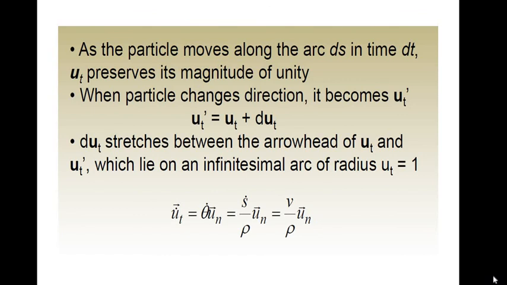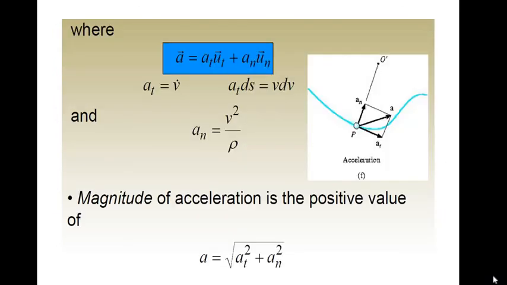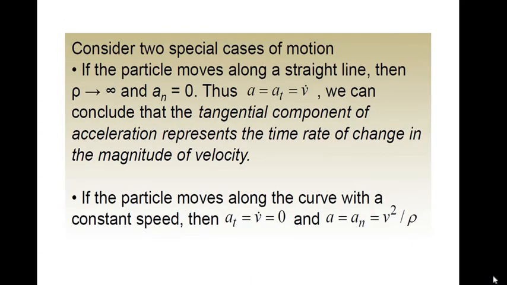dut stretches between the arrowhead of ut and ut dash, which lie on an infinitesimal arc of radius ut equal to 1. where a is equal to at times ut plus an times un, and an is equal to v square upon rho. The magnitude of acceleration is the positive value of a, equal to root of at square plus an square.